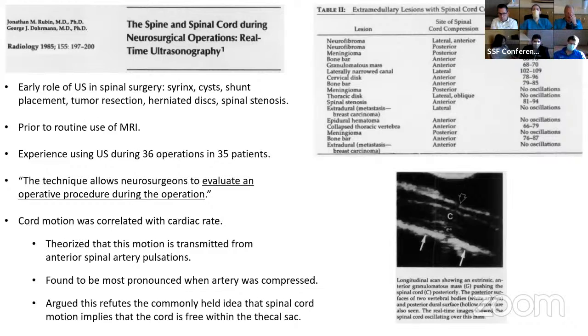Does it show truly anterior spinal artery perfusion? Is that a CSF pulsation? Or is it irrelevant? Or is it a bad sign?